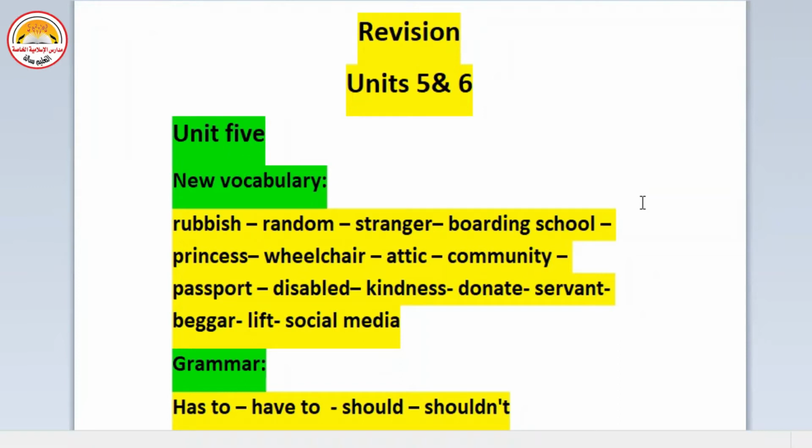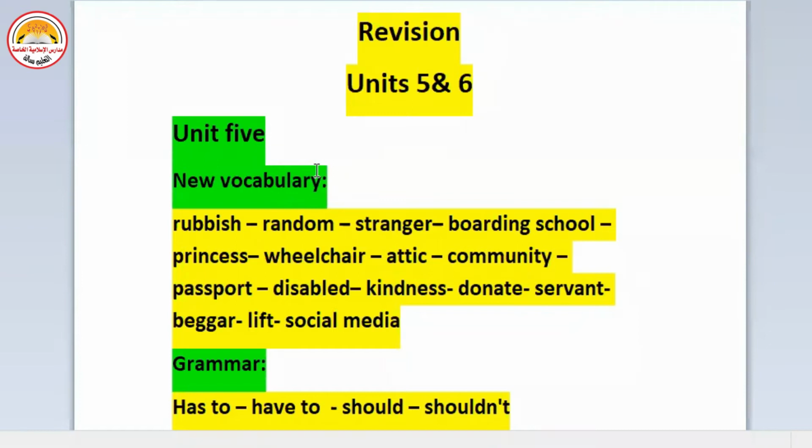In our session today, we're going to revise units 5 and 6. First, we're going to revise the main vocabulary and grammar in each unit. After that, we have some questions and exercises to test yourself and check your strong and weak points and try to solve them. This is concerning units 5 and 6. First, if we start with unit 5.